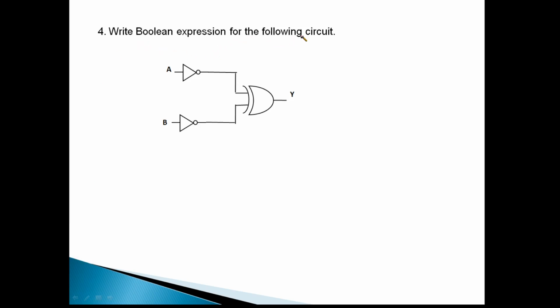Write the Boolean expression for the following circuit. Now this is again a simple circuit, and to find the Boolean expression, what we have to do? We have to write down the data flow through the circuit. So here this is a NOT gate receiving A, so this NOT gate will produce A bar. This is one more NOT gate receiving B, it will produce B bar. A bar and B bar are inputs to an XOR gate. So Y will be the XOR operation of these two terms. So A bar XOR B bar. This will be the Boolean expression for the given logic circuit.